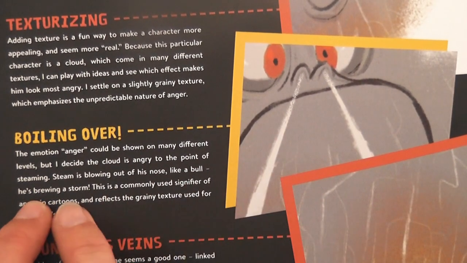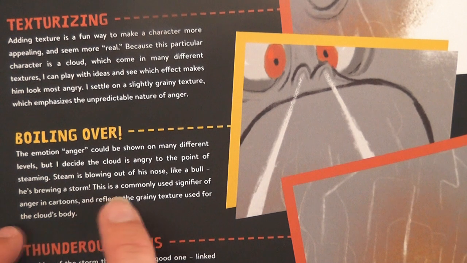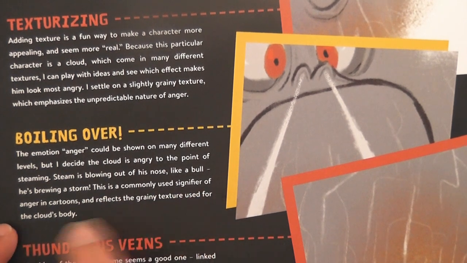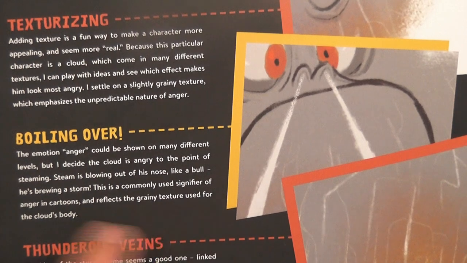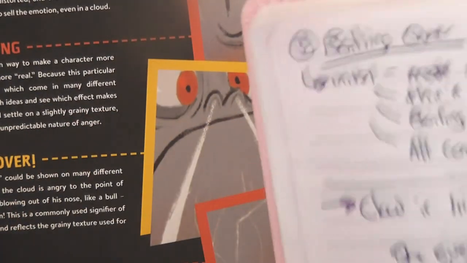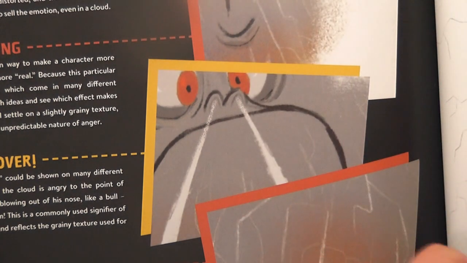I like that. And she's also said, this is a commonly used signifier of anger in cartoons and reflects the grainy texture used for the cloud's body. How cool is that? So she's thinking about everything here. So in my little notes I've put, she even uses cloud words to describe the cloud's emotion.